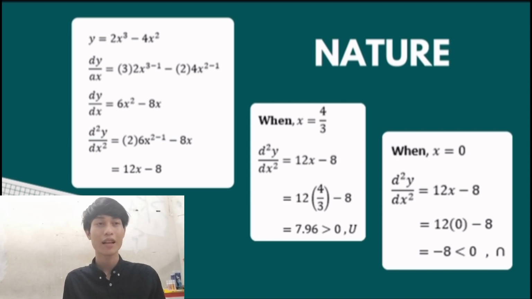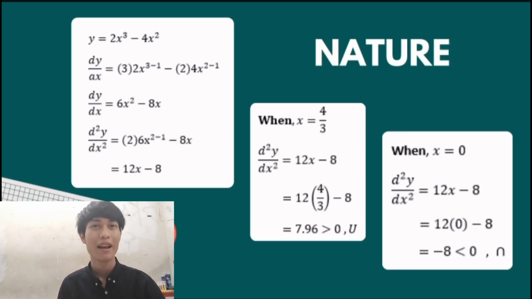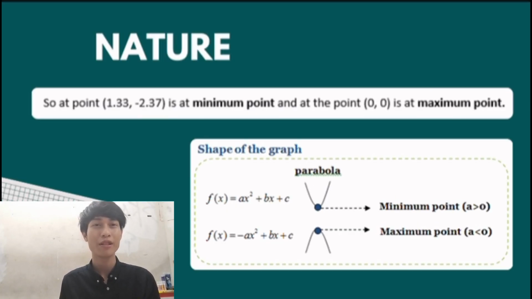Then we use the second x that we already got from the first step. We use the second order again, but instead we change x to 0, and the answer will be negative 8. It is less than 0, so the sketch will become an upside-down U, or more like an N. So at the point x equals 1.33 and y equals negative 2.37 is a minimum point, and at the point (0, 0) is the maximum point.